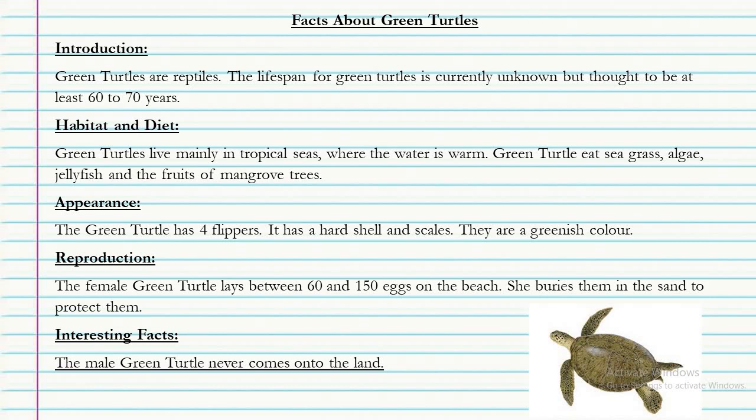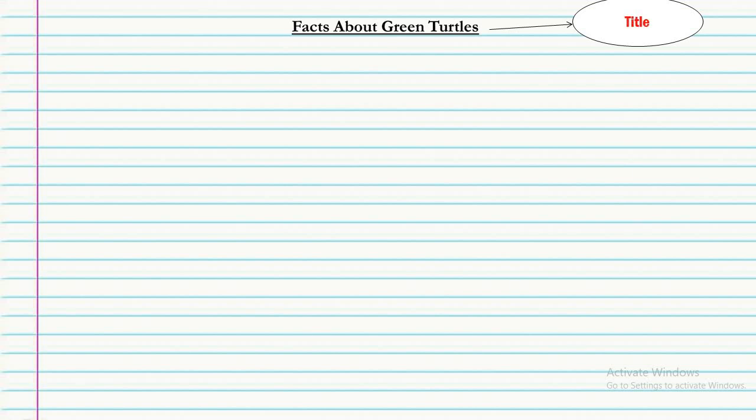So now let's see the information and the layout of the non-chronological report that we have just watched. So this one is all about the green turtles. So let's begin with the title. So this one is called the title or heading, and it should be written in capital letters. Each word, the first letter, should start with a capital letter, and the title should be an eye-catching title. For example, facts about green turtles. So again, this part is called the title.